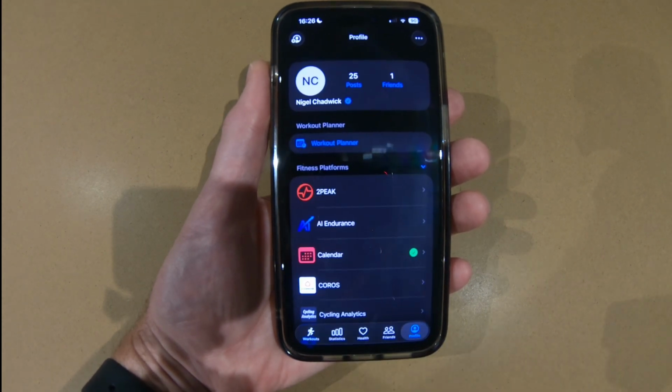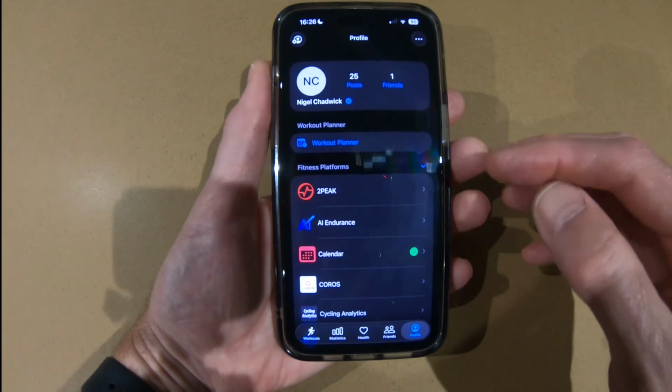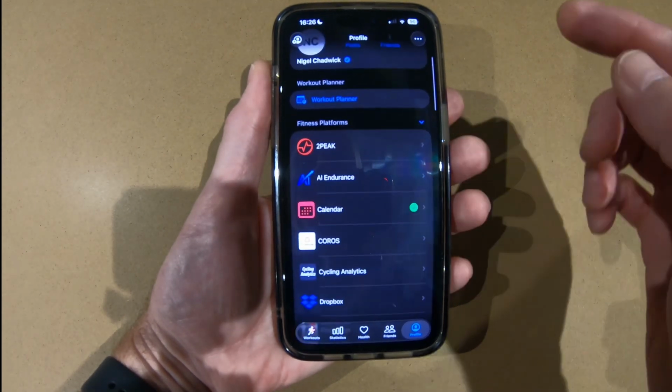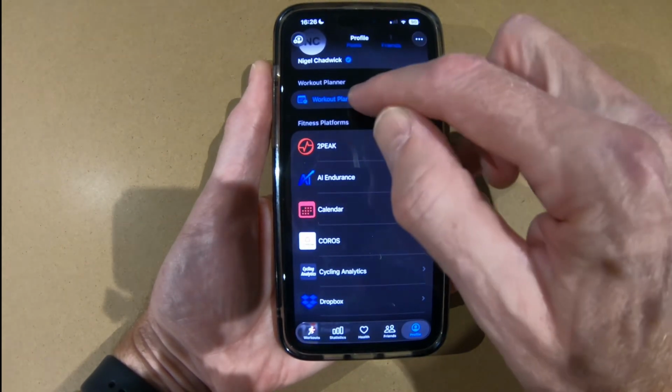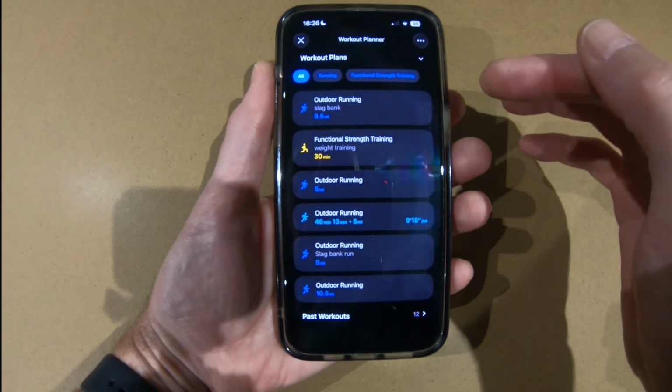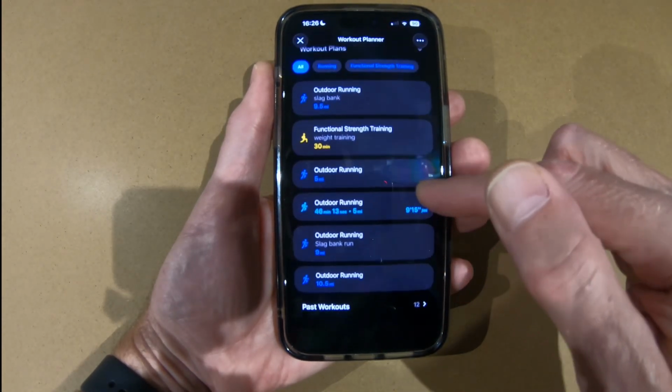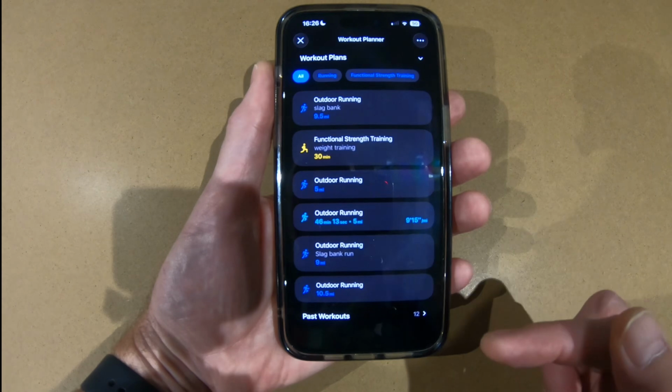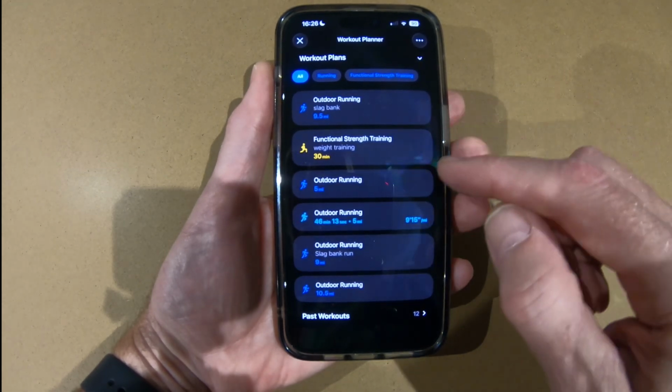Then the final tab is profile. So on here you have a workout planner. Click in that and you can see you can plan runs. I've got a few planned in here, and you can send these to your Apple Watch.